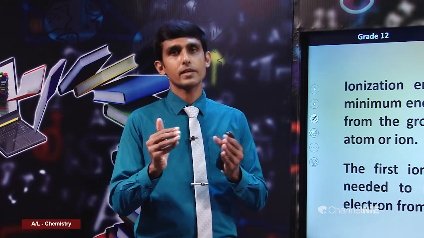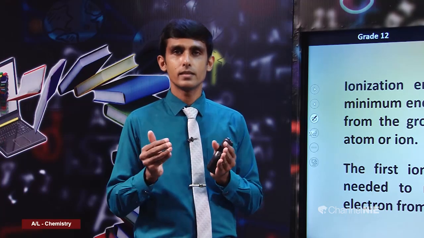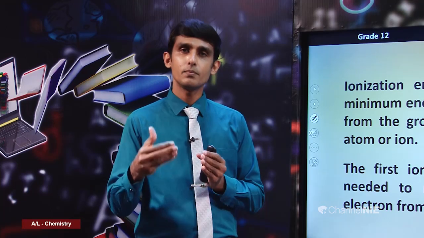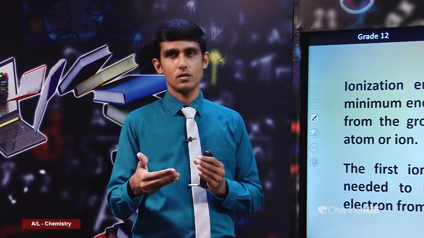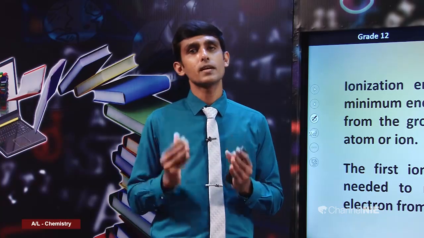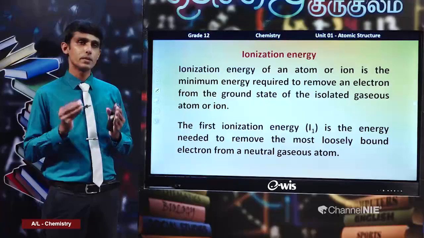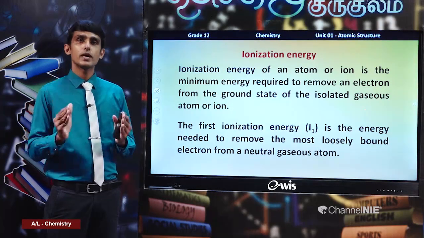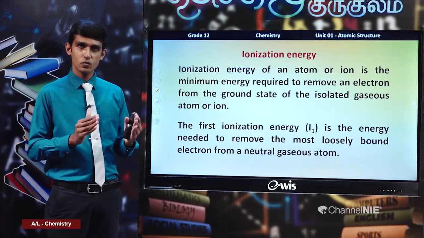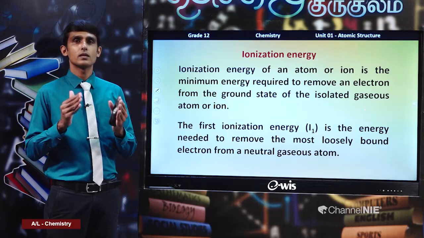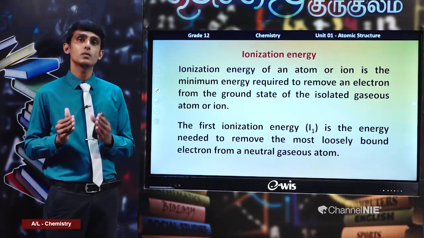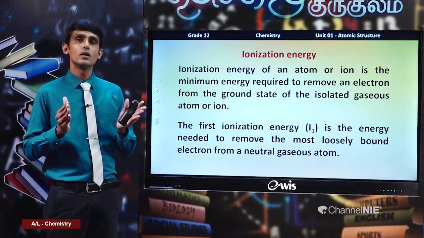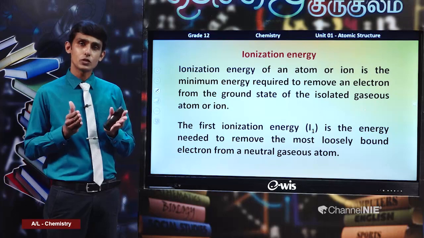Since it is difficult to measure ionization energies per atom individually, they are generally measured per mole of atoms. So one can define the first ionization energy like this: the minimum energy required to remove an electron from each atom of a mole of gaseous ground state atoms to form a mole of gaseous unipositive ions. That is how we define it, since it is measured per mole.